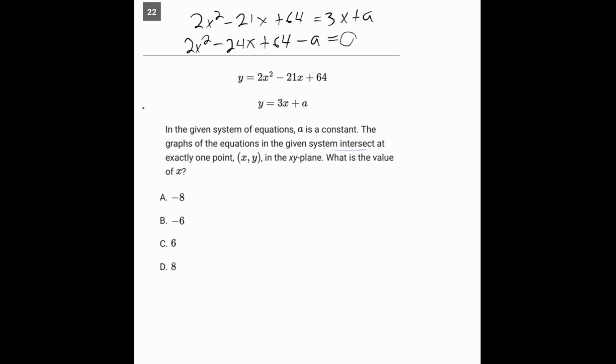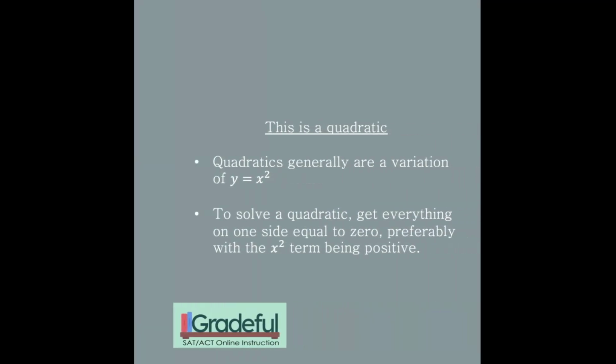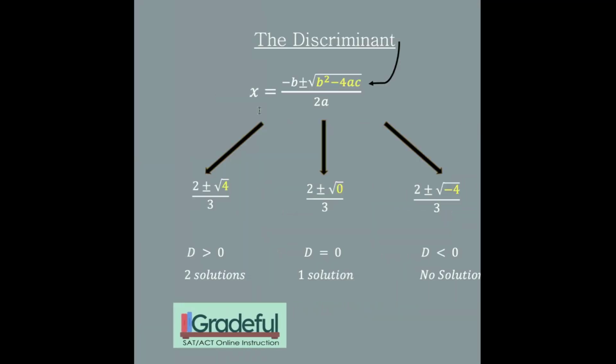So right now, if a quadratic is in the format of ax squared plus bx plus c, like a standard equation, then for us, our a equals 2, our b is negative 24, and our c is surprisingly 64 minus a. C is everything that doesn't have an x attached to it. Now, the reason we're organizing this so well is because this is a classic situation for us to use the discriminant. Now, if you don't have the quadratic formula already memorized, you definitely must.